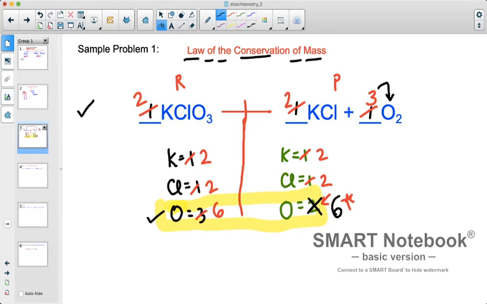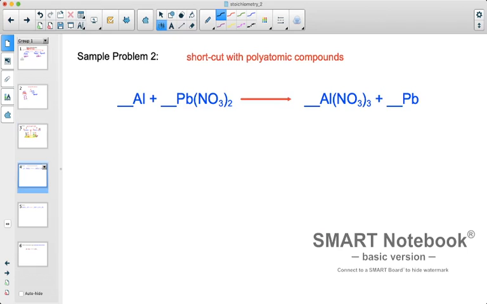All right? And I kept my law of conservation of mass, because now my reactants always equal my products. And this is a constant back and forth between your reactants and products, constantly changing your coefficients. Okay, so now let me show you another sample problem.